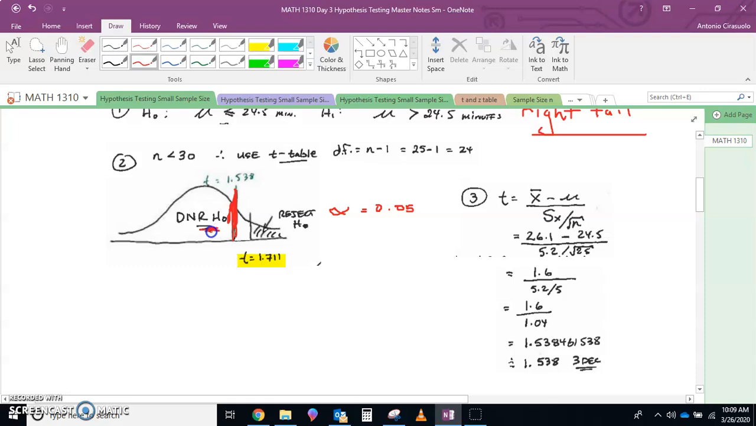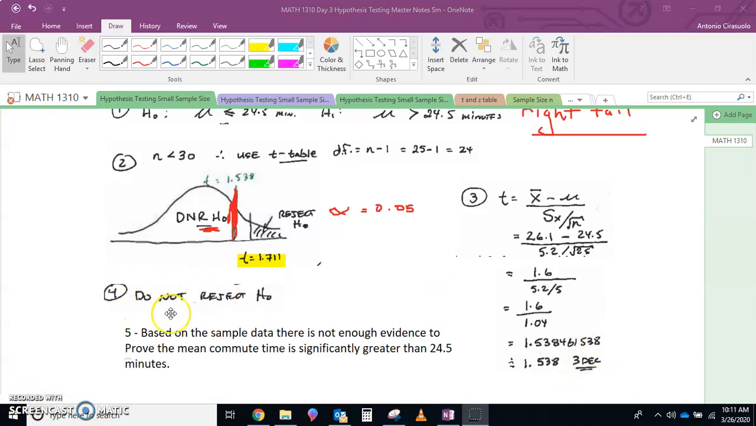So it's in the do not reject region, and that's what we're going to state, as well as the conclusion. Okay, so let's put that together. And so here's our decision: do not reject H0, and here's our final conclusion based on the null hypothesis up here. Based on sample data, there's not enough evidence to prove the mean commute time is significantly greater than 24.5 minutes. There we go. Let's take a look at the next example and see where that takes us.